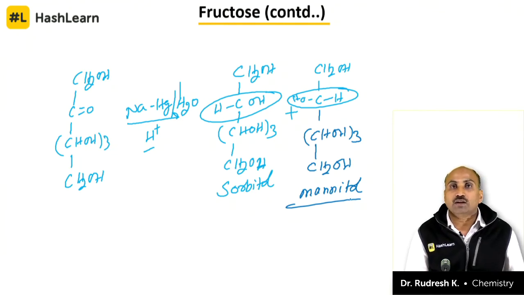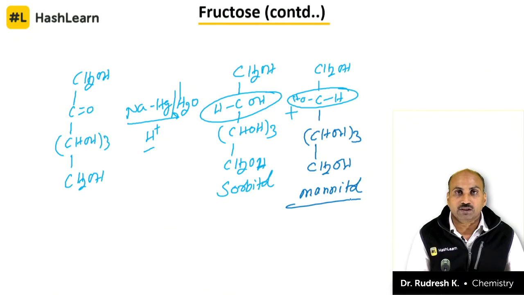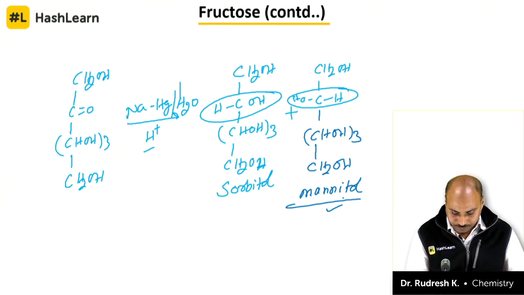So, mannitol is a very good component which is used in medicinal applications when there is edema in the brain or edema in the organs. So, this mannitol will be injected intravenously, so thereby the edema can be reduced. So, this is one of the best applications of mannitol, which is the epimer of your sorbitol.